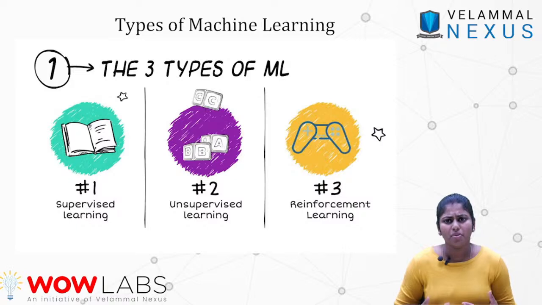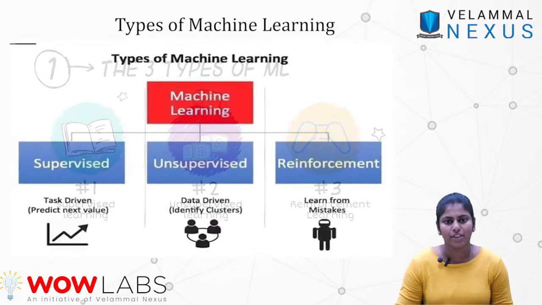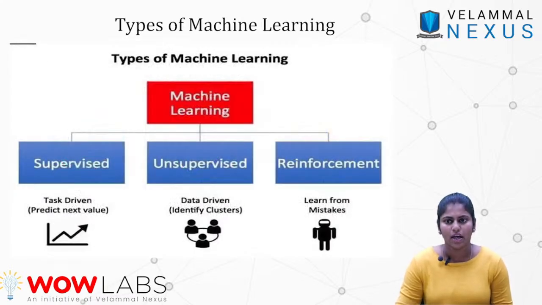So there are three main categories of machine learning methods. We will go one by one. First is supervised learning. The machine learns from labeled data. Normally the data is labeled by humans. Unsupervised learning. The machine learns from unlabeled data, meaning there are no right answers given for the machine to learn from.